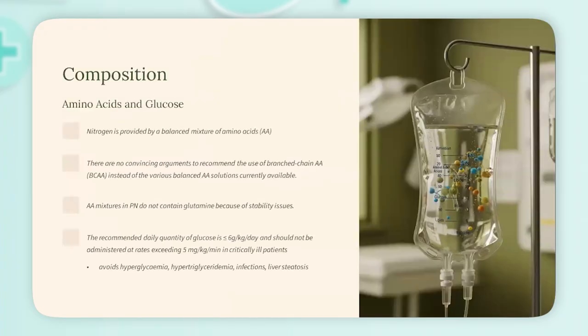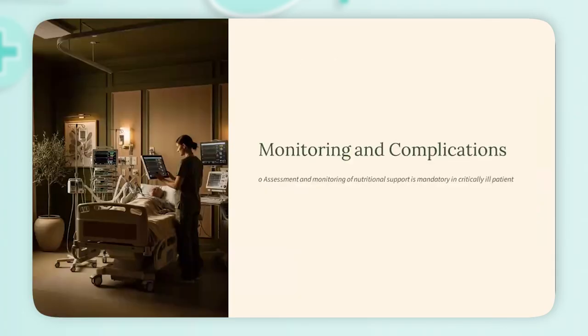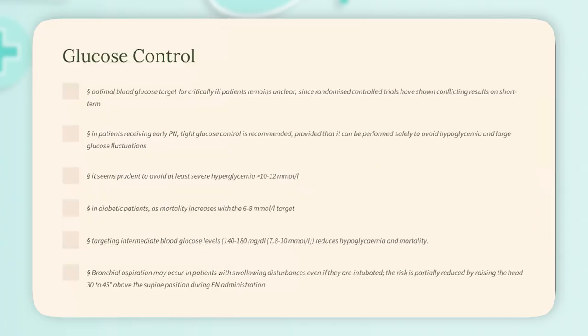Usually it can be a combination of amino acids and glucose, or maybe lipids can also be combined with it. Monitoring of the complications with parenteral nutrition is basically monitoring the electrolytes.